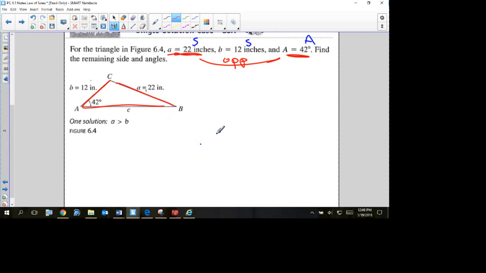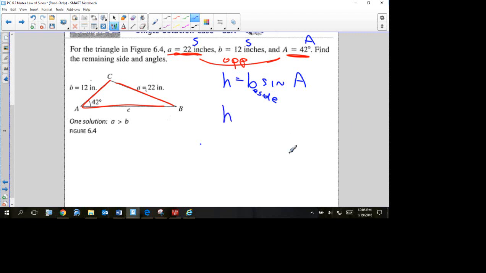Okay, so we have our triangle set up. We know that it's ASS, so we know we're going to do this extra stuff. The next thing you want to do is find H. So H is the formula given at the top, B sine A. B is the side that is next to the angle that was given to us. It's the one that's beside angle A. So it's not always going to be called B. It's going to be the one that's beside it. Get it? Okay.